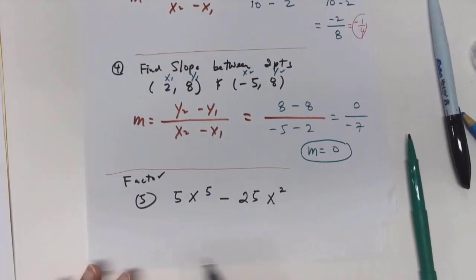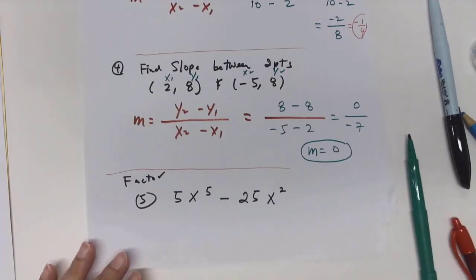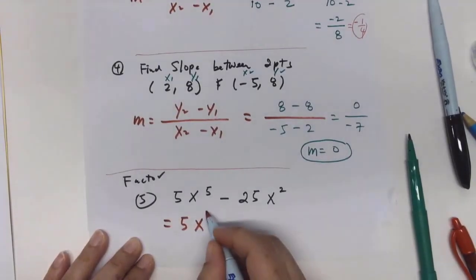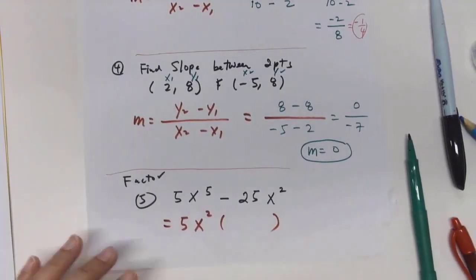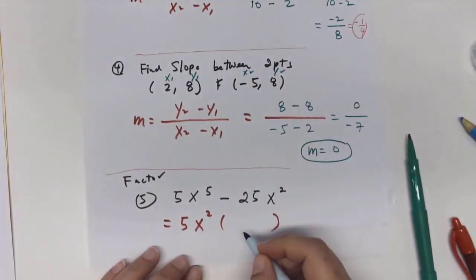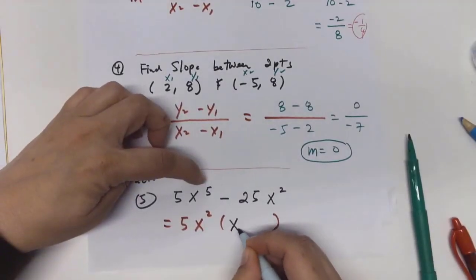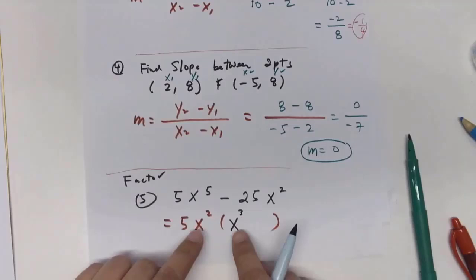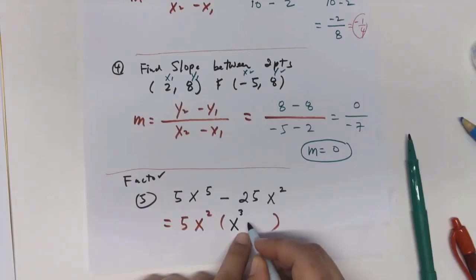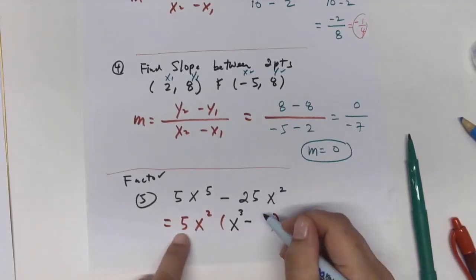Do they have anything in common? You can pull out a 5. How many x? 2. So after you pull out 5 for this one and x squared from here, you have x to the 3. So together it is 5x squared, right? And then if you multiply, you get back to the first term. The sign between them is, okay, positive or negative first? Negative, and then 5.